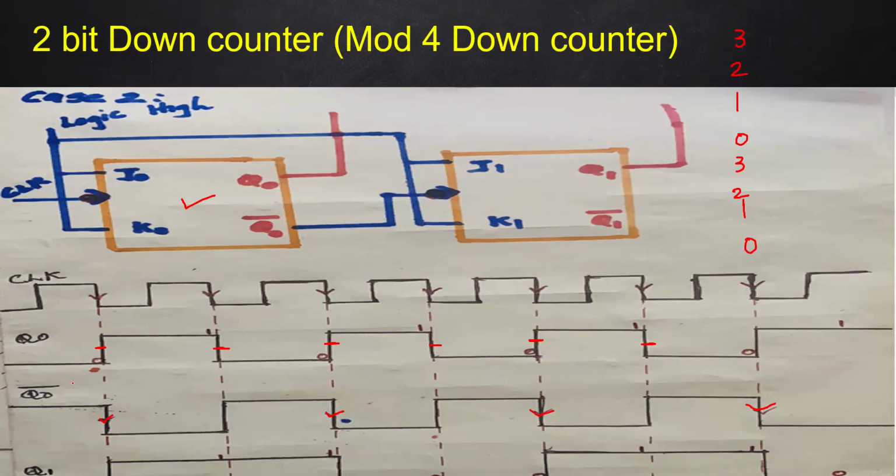If it is low here, you should draw high here. If it is high, then you should draw low here. And mark the negative edge of your Q0 bar. That is going to trigger your next flip-flop. See, during the negative edge of Q0 bar, Q1 will trigger. This is a toggle. Again, during the negative edge of your Q0 bar, it will toggle.